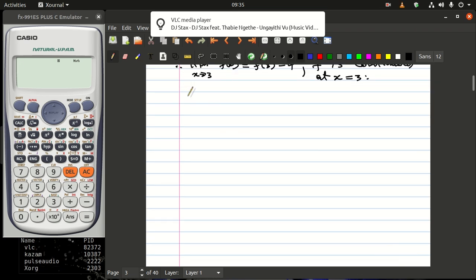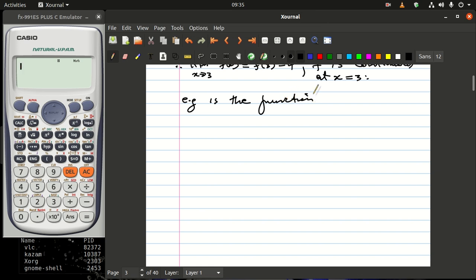Let me take another example so that I can move to other things. Is the function f of x equal to x squared minus 9 over x minus 3 continuous? If you look at this function, it is the same as x plus 3 times x minus 3 all over x minus 3. Now, is this function f of x continuous?